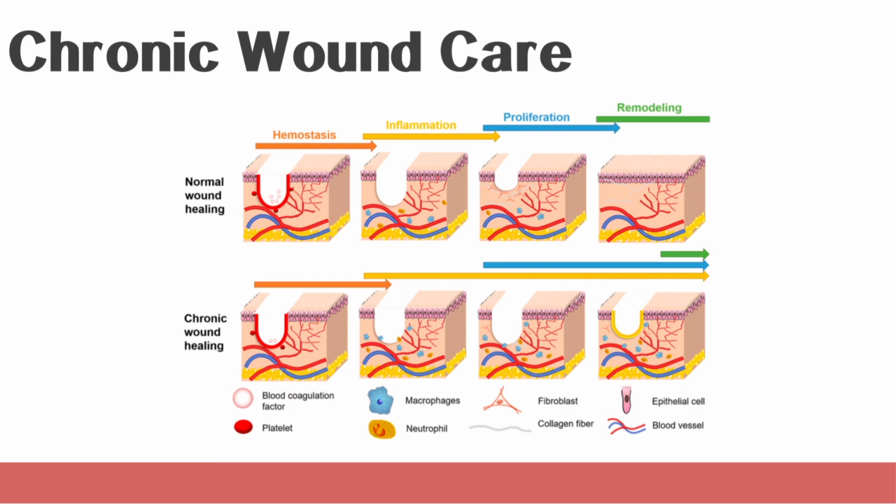As you can see, the normal wound healing cycle is hemostasis, then the inflammatory phase, the proliferative phase, and the remodeling of the soft tissues. In chronic wound healing, there is a disruption of the normal stages of wound healing. The inflammatory phase is too long and continuous, there's chronic inflammation, and the wound healing cycle does not complete.